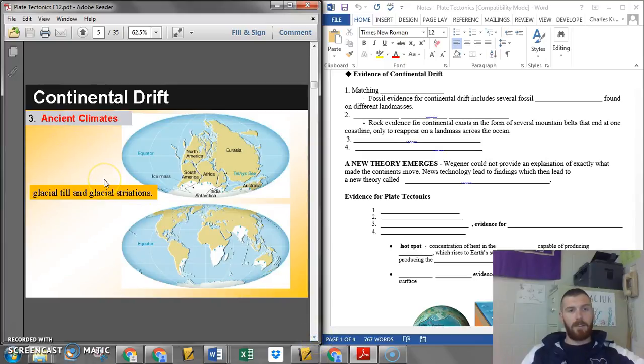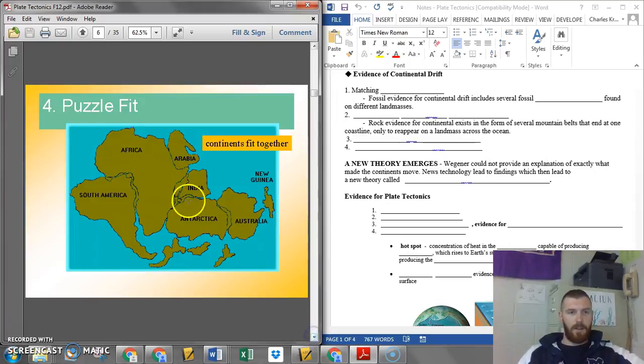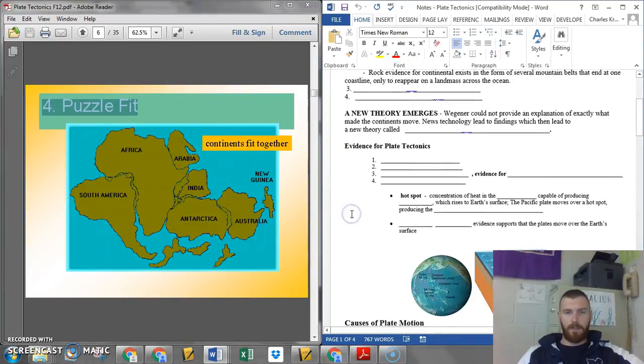Okay, ancient climates, glacial till and glacial striations, meaning that we can see evidence from the same glaciers that match up on different land masses here. And the puzzle fit theory, meaning that they all kind of seem to fit together here.